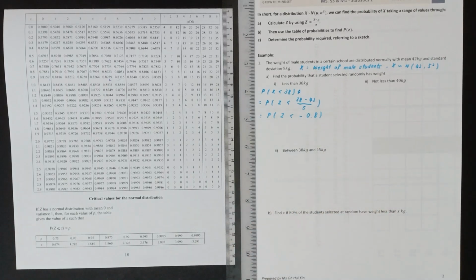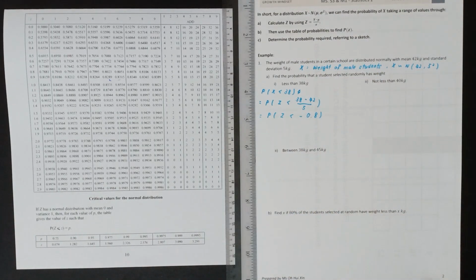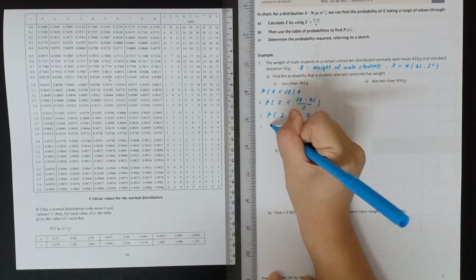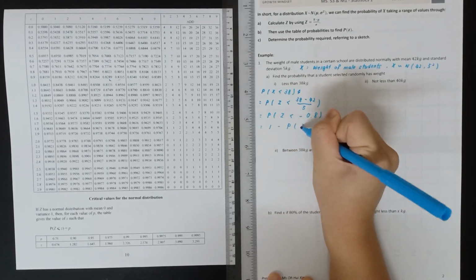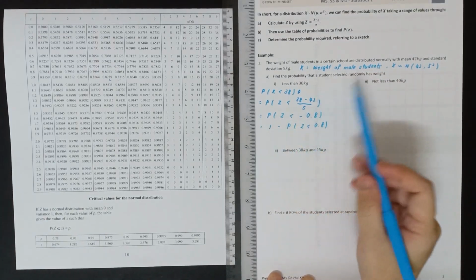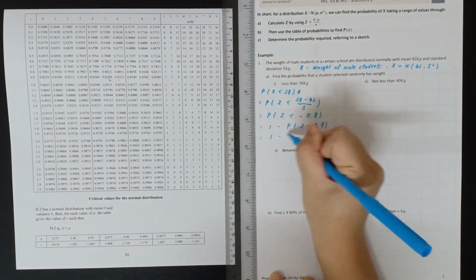I hope that by now you can imagine everything in your mind without drawing. But if you still find it difficult, of course you can draw it beside. I'm not going to do this here because I assume you should be able to get this idea already. So P(Z < -0.8) equals 1 minus P(Z < 0.8). If you are asking why, please try to draw it up, then you will understand.